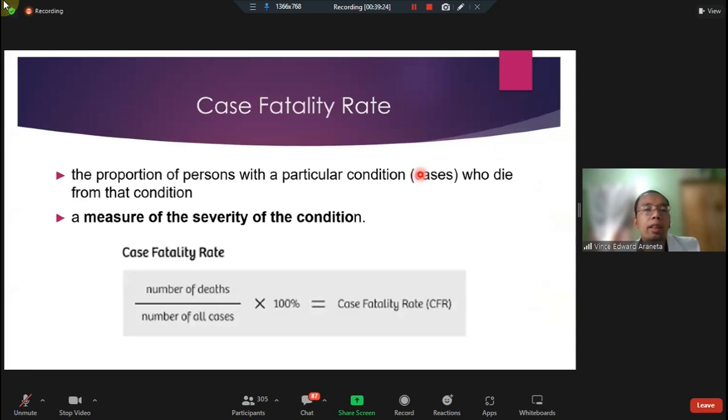The next is the case fatality rate. This is the proportion of persons with a particular condition or case who die from that condition. If you have to memorize, this is one measure of the severity of the condition. It's the number of deaths from that case divided by the number of all cases, times 100%.